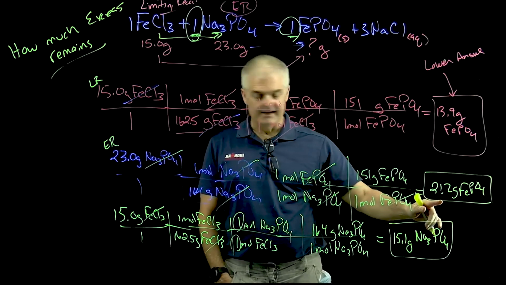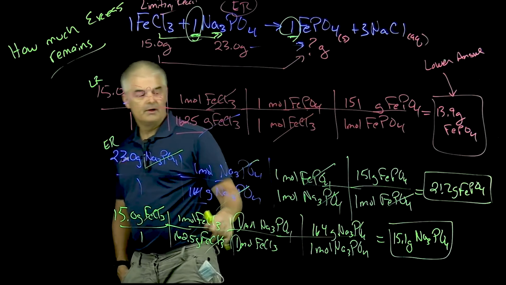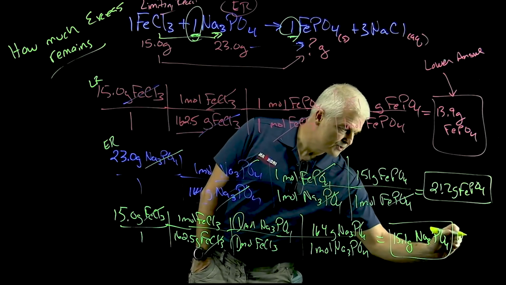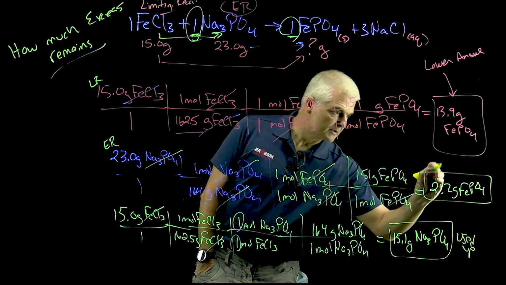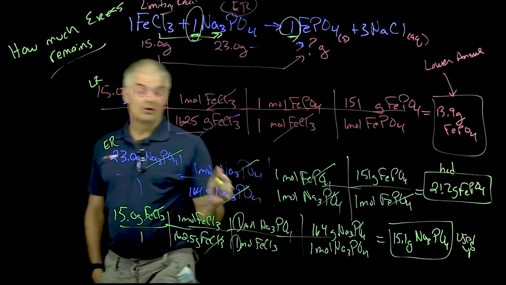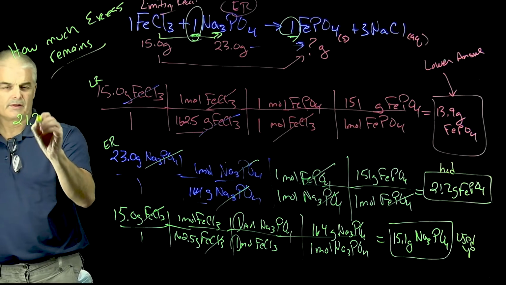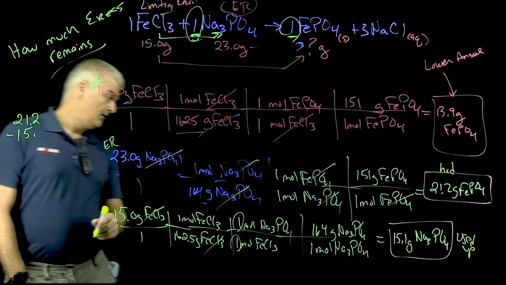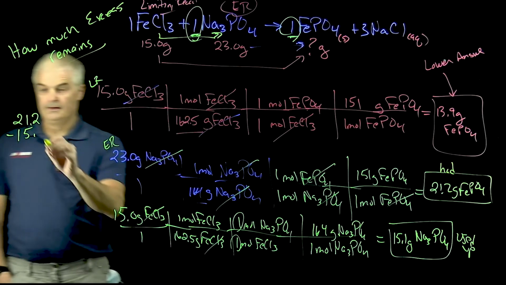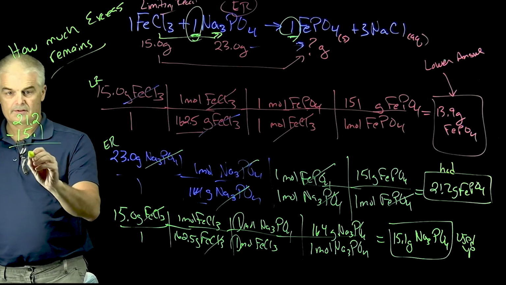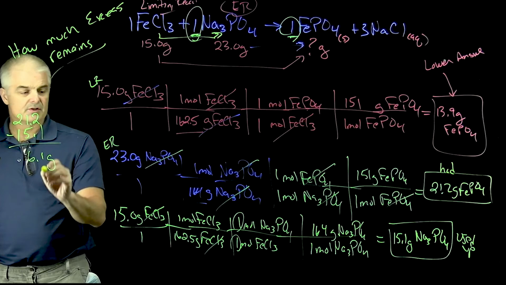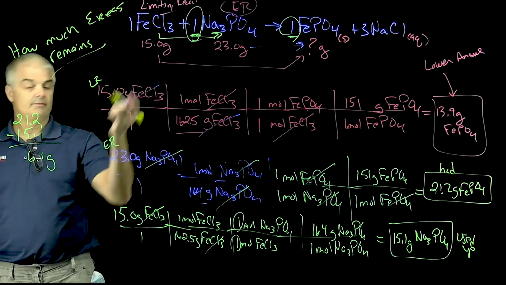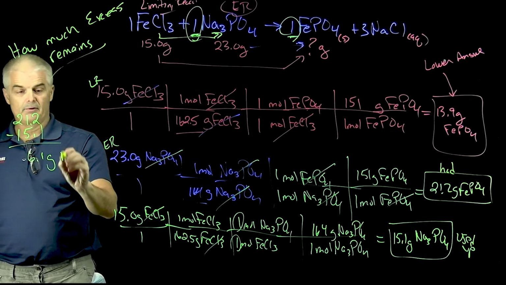But look how much I had. I had 21.2. I used up, right? This is used up. That's how much I had. So how much is left over? You would take 21.2 minus 15.1. Well, that's just 6.1. So it'd be 6.1 grams of Na3PO4 left over.